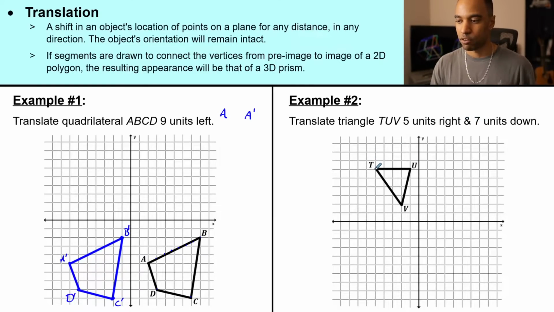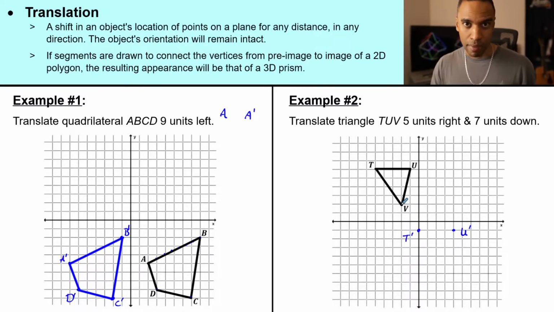I'll start with T. I'm going to go 5 units to the right, 1, 2, 3, 4, 5, and not hit a point just yet. Let's go 7 units down, 1, 2, 3, 4, 5, 6, 7, like that. That's T prime for me right now. And then U, I could either go 5 right and 7 down, but it would be faster for me again to just go, oh, U is only 1, 2, 3, 4 units to the right of T. So why don't I just go 1, 2, 3, 4 units to the right of T prime, and there's my U prime right there.